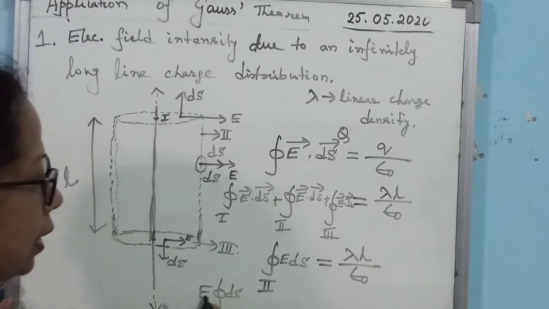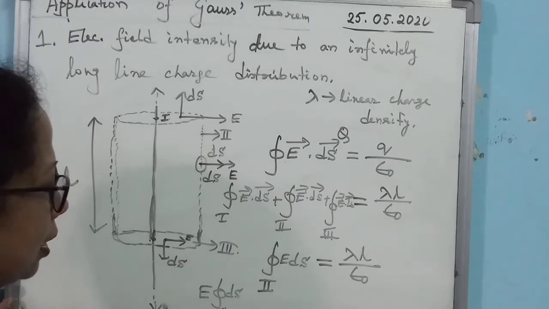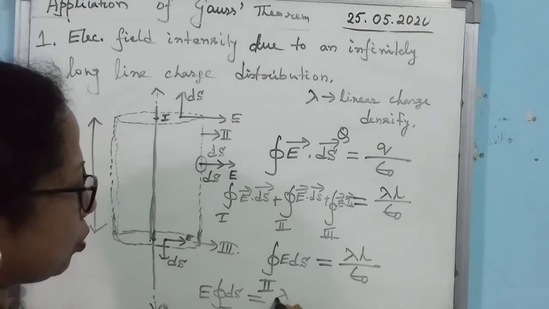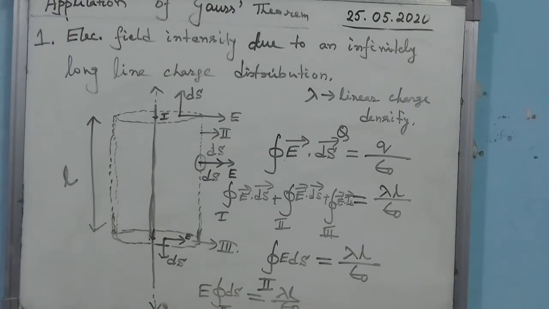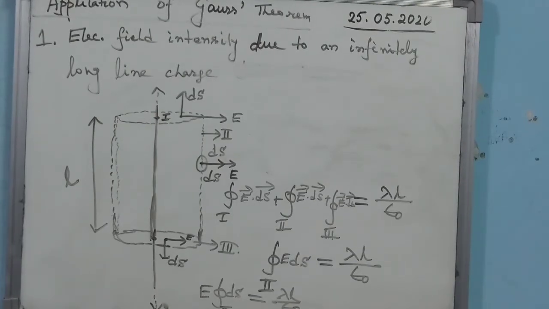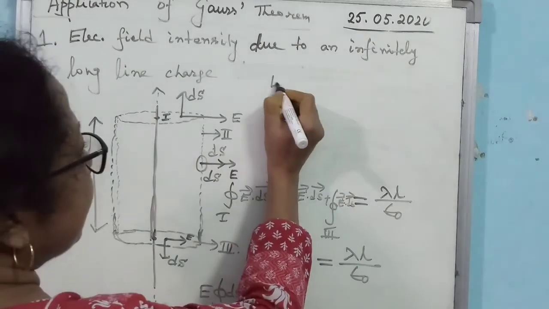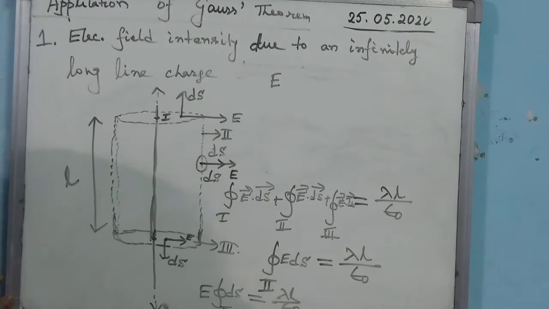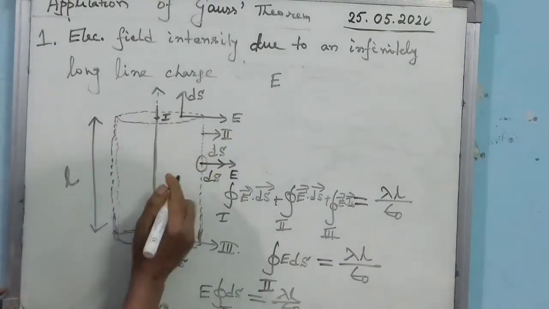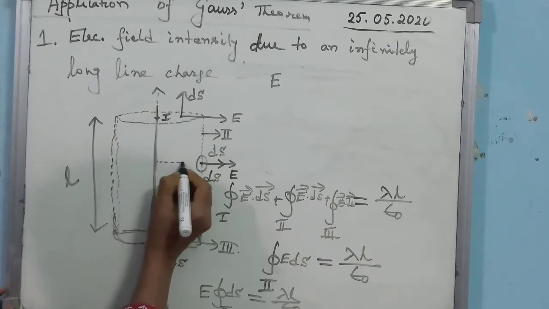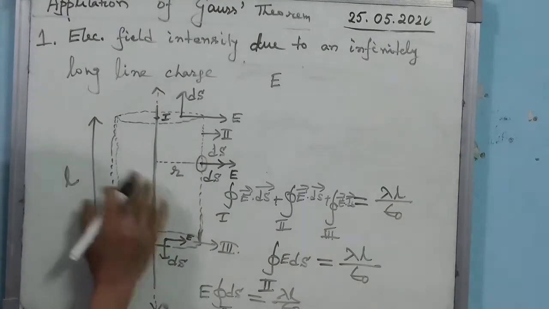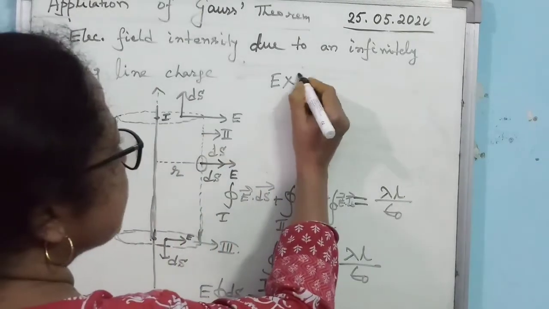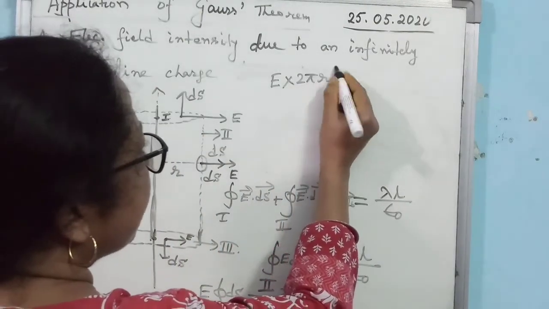So it is becoming integration ds over the second surface is equal to lambda L divided by epsilon naught. So what is the value of integration ds over the second surface? Area of the second surface. So what is the area of the curved surface? If you consider that the distance of the point of observation is r, then what is the area of the curved surface? It is 2 pi rl.